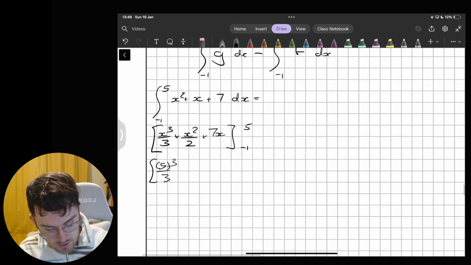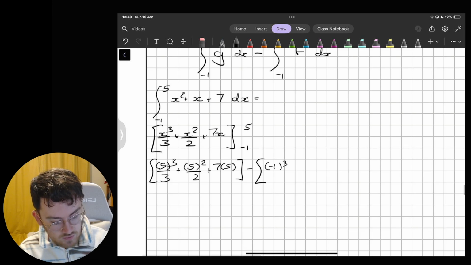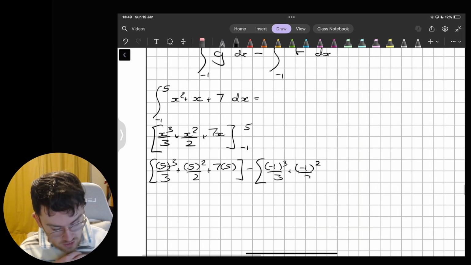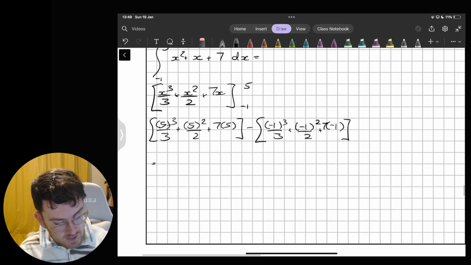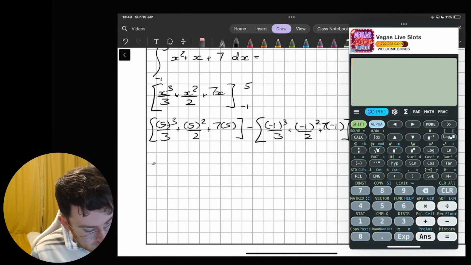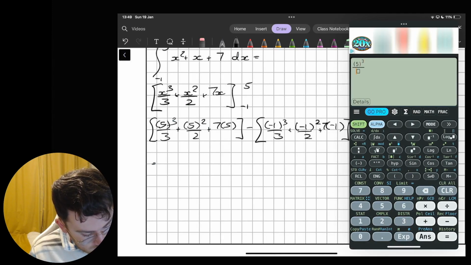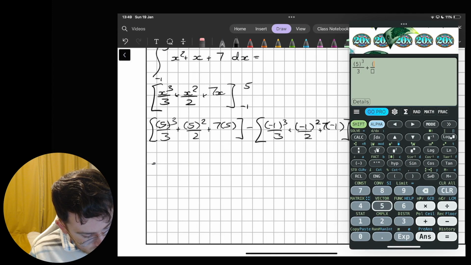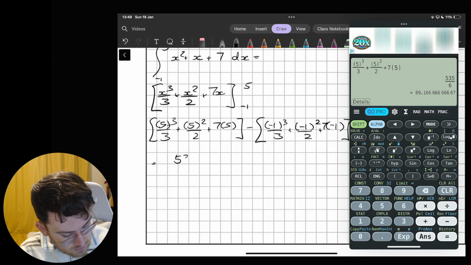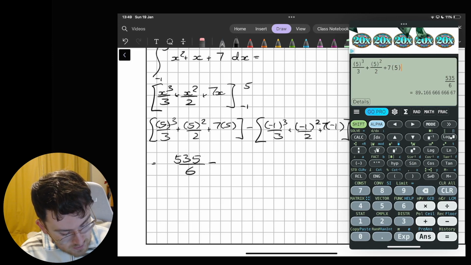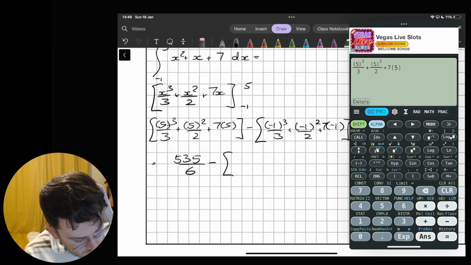A lot of these sums end up being very similar to each other. You're basically following all the same methods. At this point it just becomes definite integrals. It's a lot of practice of your integration, making sure you're content with evaluating definite integrals. That's really what's going to come up a lot here. So let's have a look. 5 cubed over 3 plus 5 squared over 2 plus 7 times 5 is 535 over 6, minus, let's change all of these to minus 1 now.